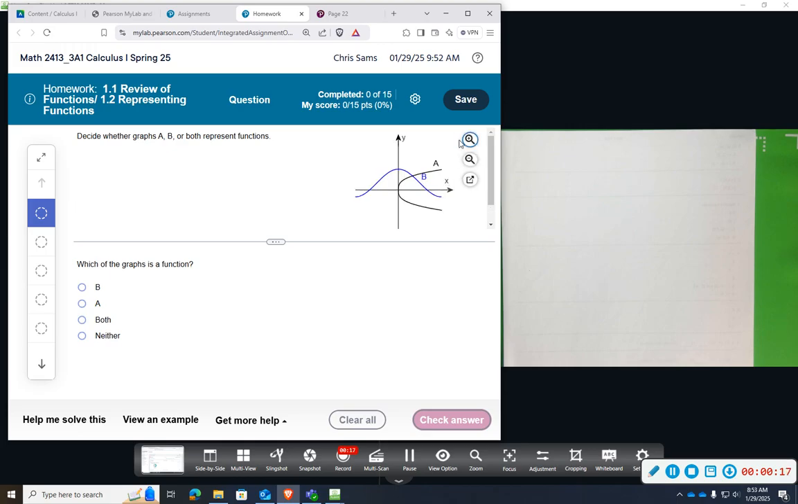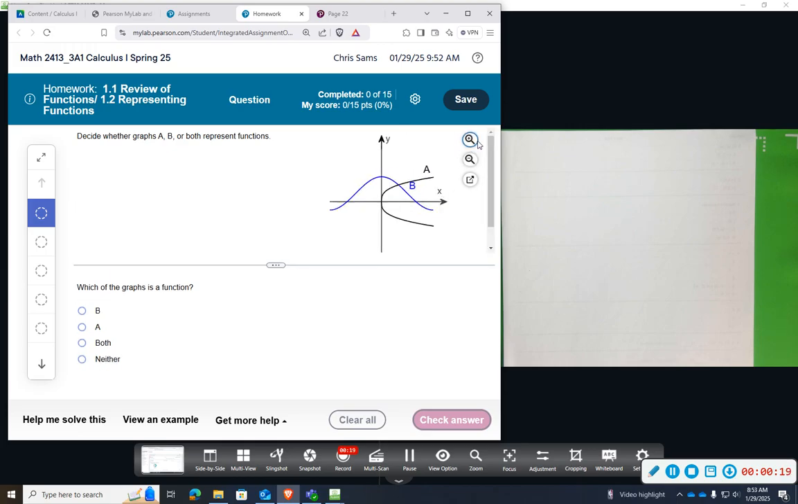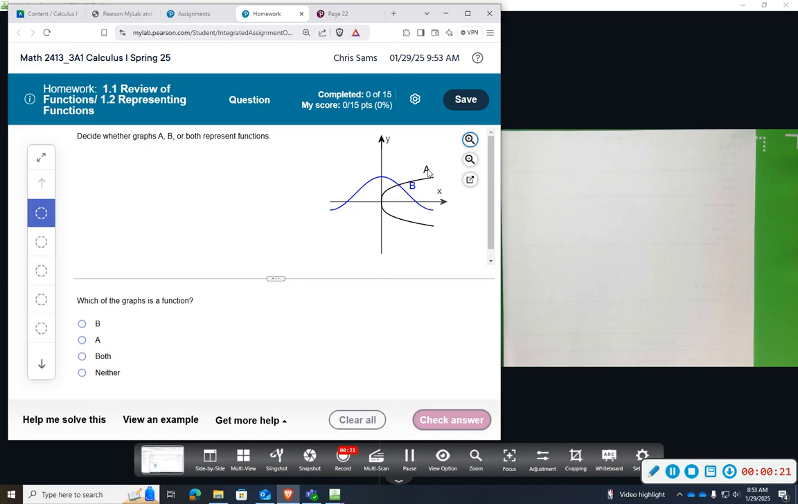We can zoom in. If we just click that magnifying glass, it makes it a little bit bigger. So this graph A is in black. It's a parabola on its side. And this graph B looks like a trigonometric function, a sine curve or cosine curve.